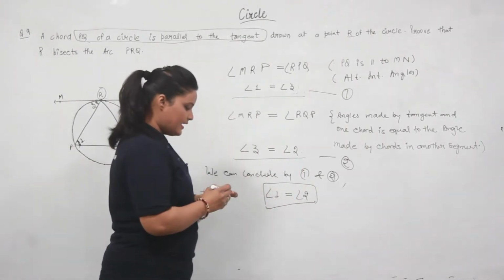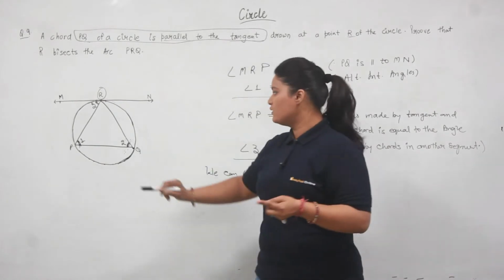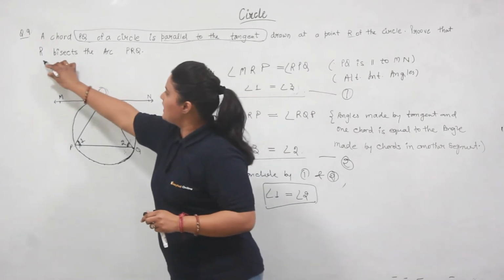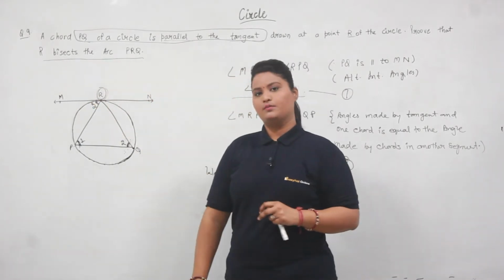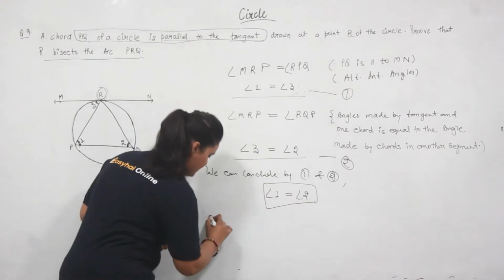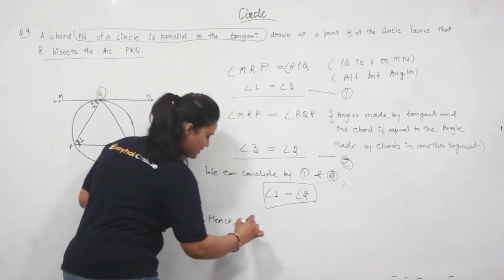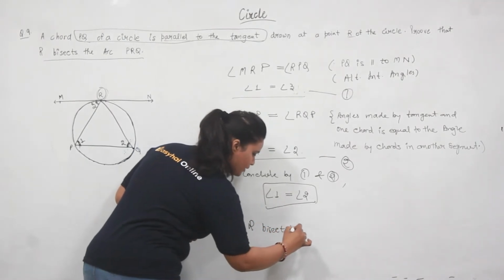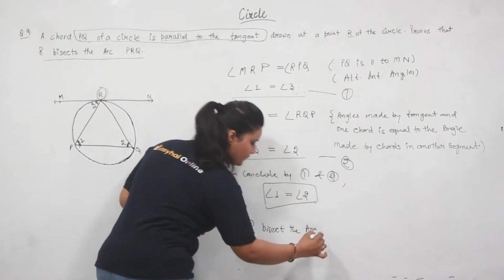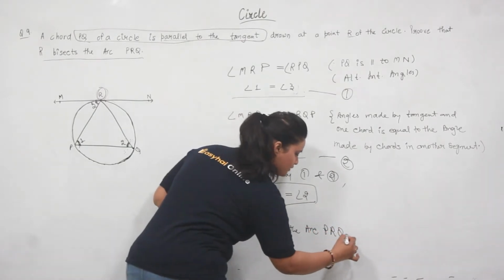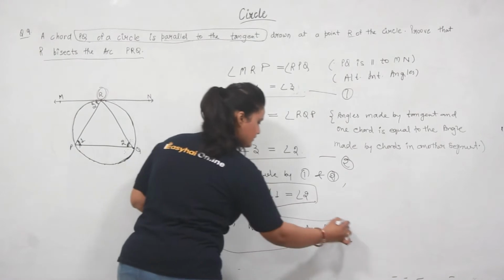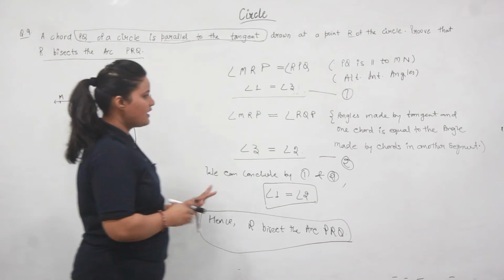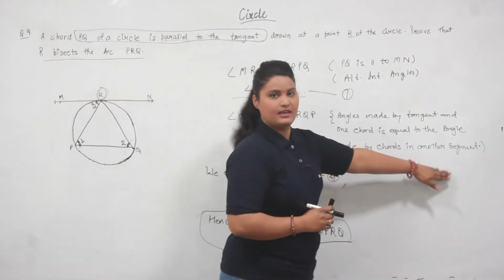So here it is, and when angle 1 is equal to angle 2, then I can say that R bisects the arc PRQ. Hence R bisects the arc PRQ. Clear? This you have to prove. I hope this is clear to everyone. You just have to remember this one thing in this question.